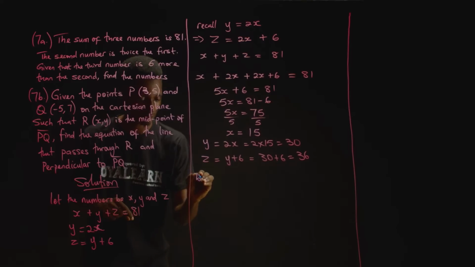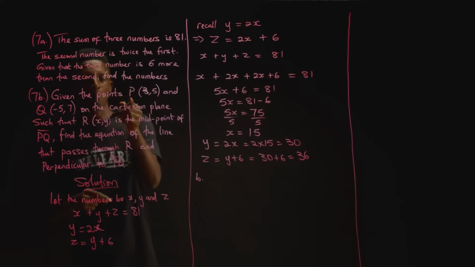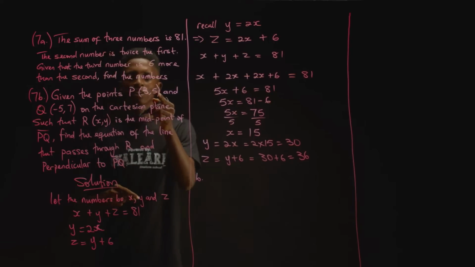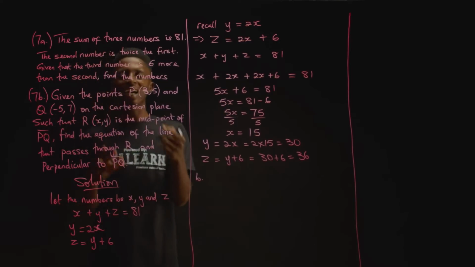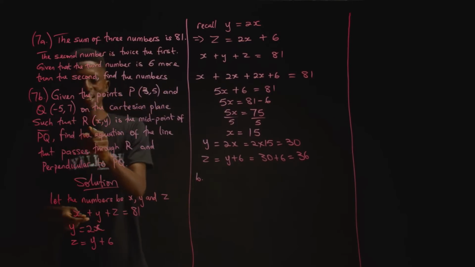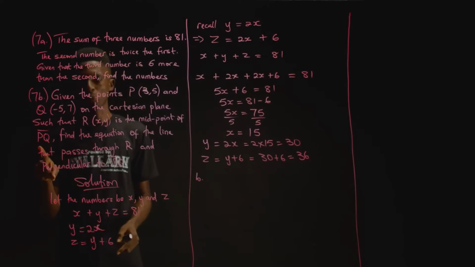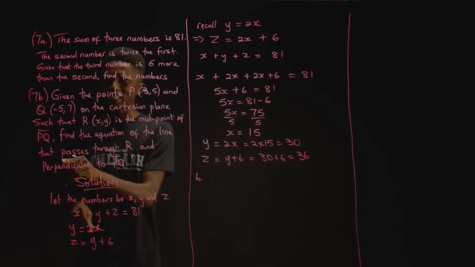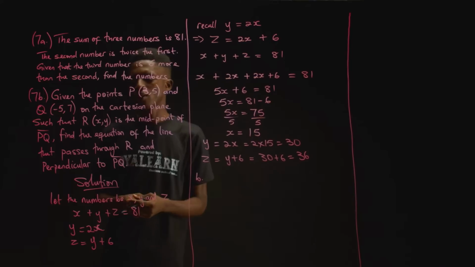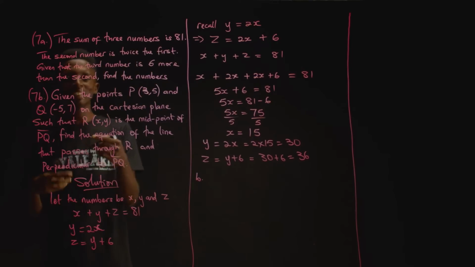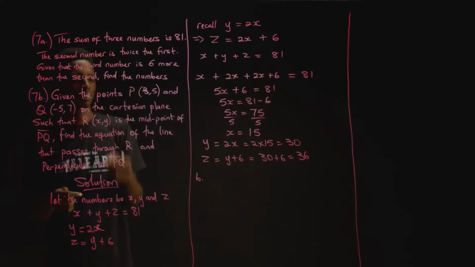Now let's solve 7b. 7b says given the point P, that is (3, 5), and Q (-5, 7) on the Cartesian plane such that R (x, y) is the midpoint of PQ. Find the equation of the line that passes through R and is perpendicular to PQ. To solve this, let's start by getting the slope of this line, right?